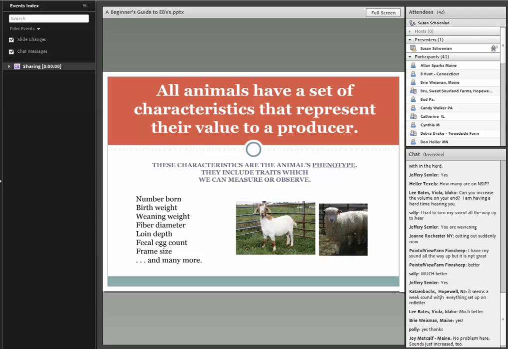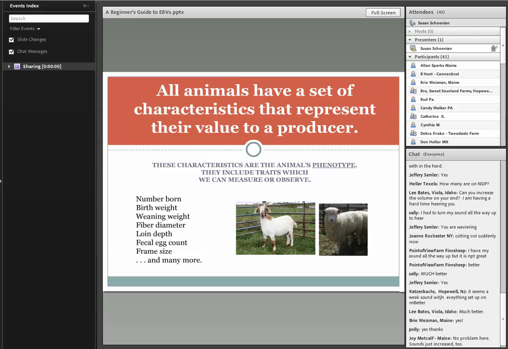Okay, I want to talk just a little bit about some of the concepts that go into understanding EBVs and how they're calculated. All animals have a set of characteristics that represent their value to a producer. There's things that we like about the animal. How many babies did the female have? What's the birth weight of that buck? What was his weaning weight? What's the fiber diameter of that ram's fleece? How deep is his loin? What's his fecal egg count? Frame size? Many, many, many traits.